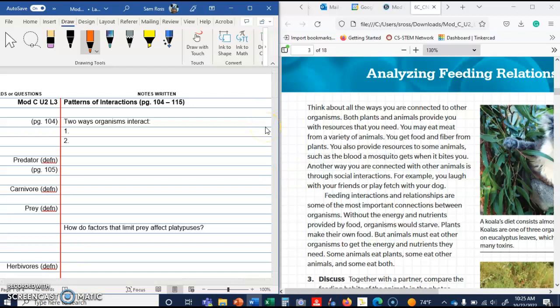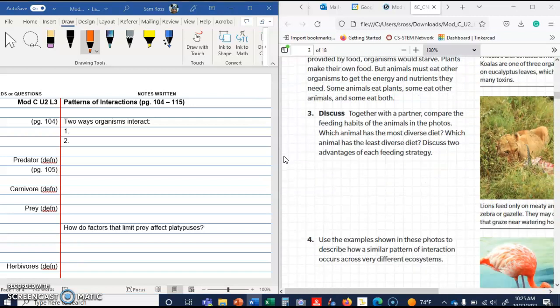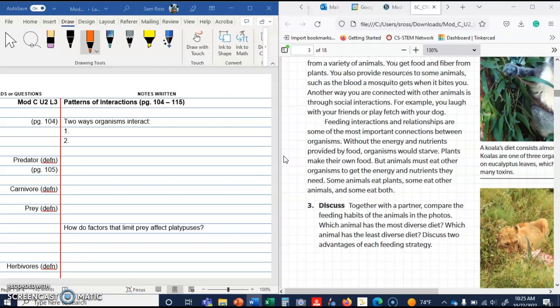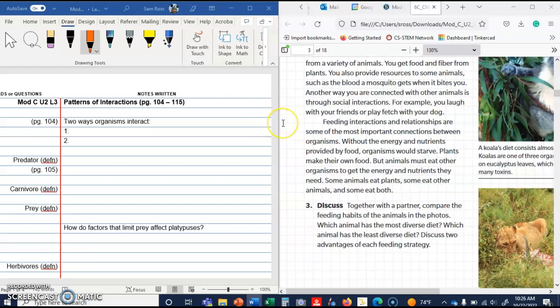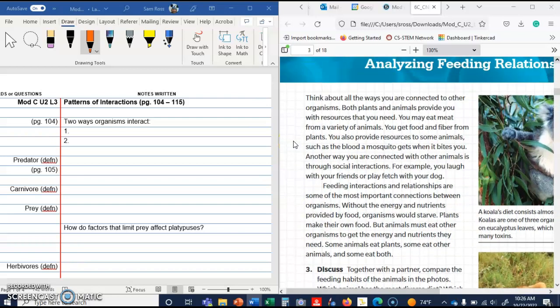The question is, two ways organisms interact. Feeding interactions and relationships are the two most important connections between organisms. It won't let me highlight, but feeding interactions and relationships are the most important connections between organisms. So I'm going to say feeding interactions is number one and relationships is number two.